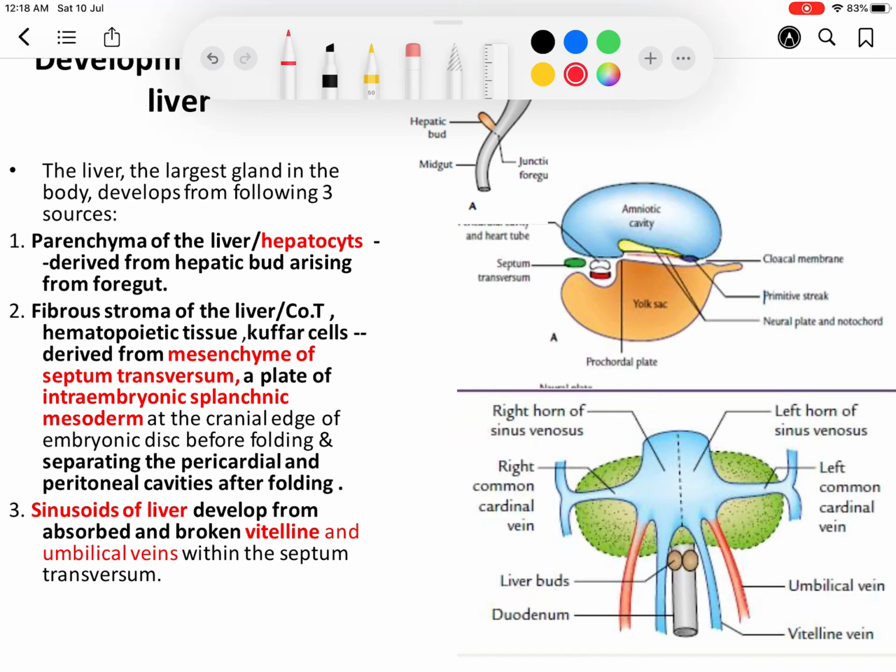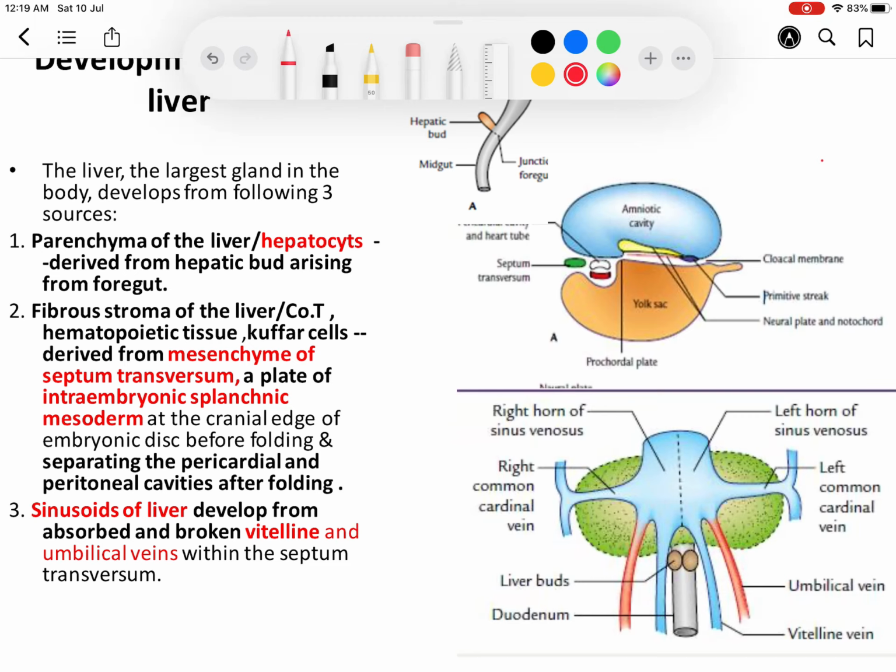The liver is the largest gland in our body and it develops from three sources, and its development starts around the third week of intrauterine life. First, the parenchyma of the liver, or the hepatocytes, develops from the hepatic bud, and this hepatic bud arises from the foregut.